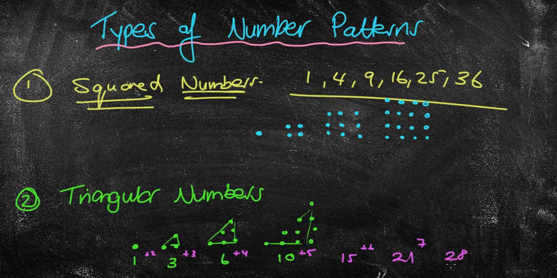So that's what we call triangular numbers. If you're not sure though, you can certainly draw your triangles out. Okay, let's have a look at the next number pattern that we're going to talk about.